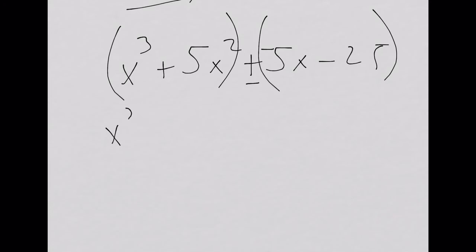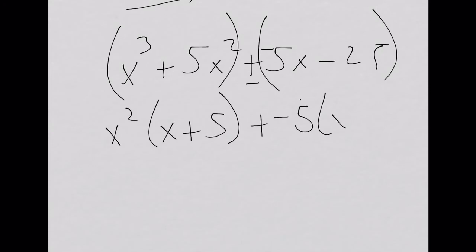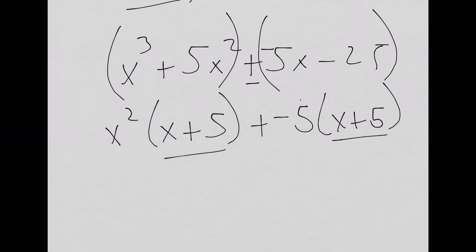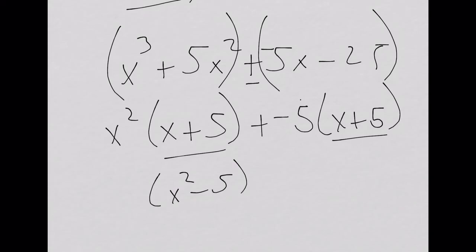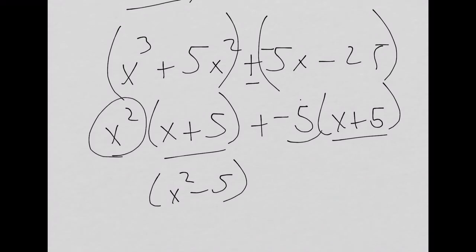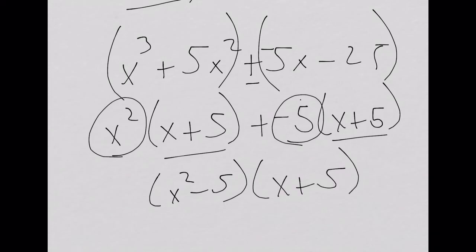So this one I can take out an x squared on both of them. And now on this one I can take out a negative 5 on both of them. And again, the idea when you do this is to get that common term. So now I have an x squared minus 5, and then I have x plus 5. So this is factoring by grouping for this A3 section.